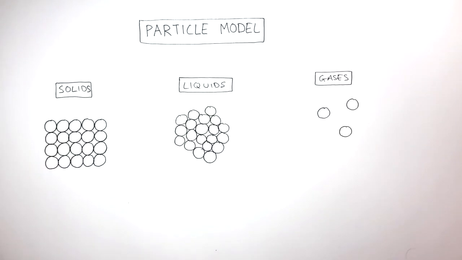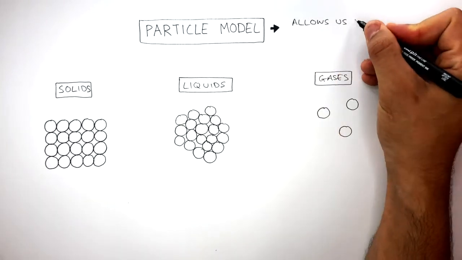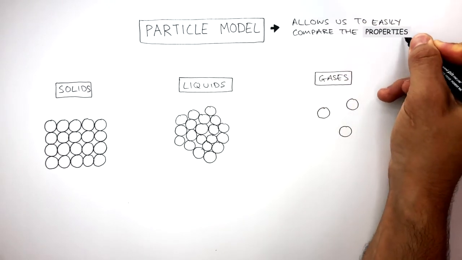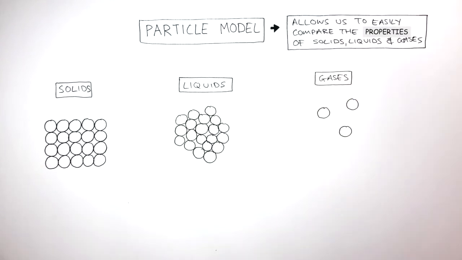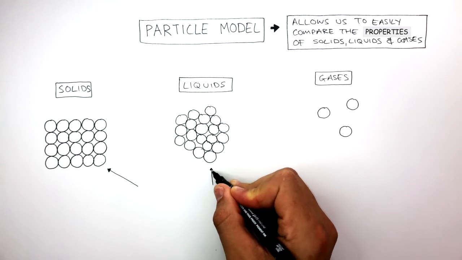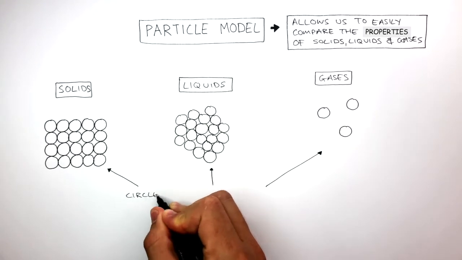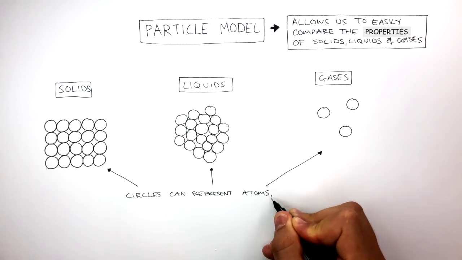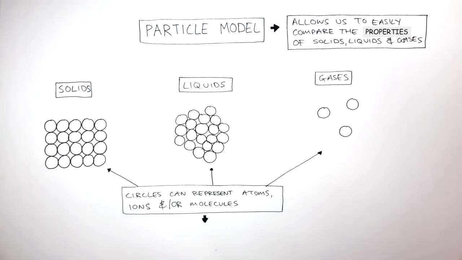using these simple diagrams. These circles represent the particles, and the way they're drawn clearly shows us how the particles are arranged, and we can assume how they move as well. So, the particle model allows us to easily compare the properties of solids, liquids, and gases, and this is really useful. Now, when we say particles, what we actually mean is these circles can represent atoms, ions, and/or molecules.